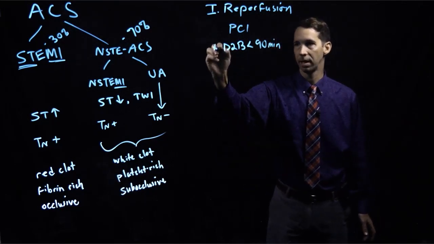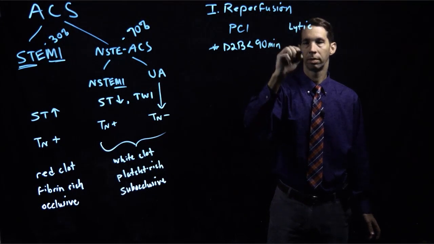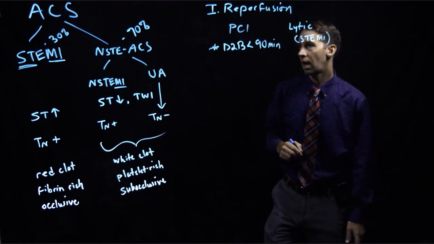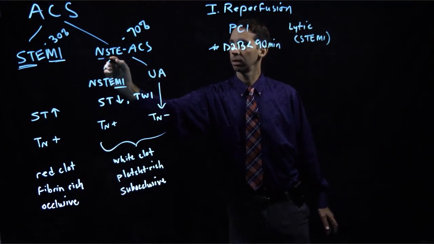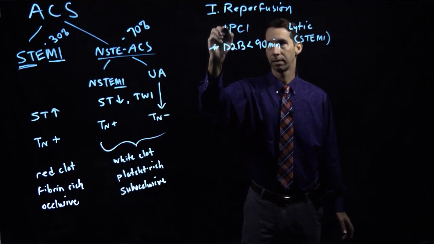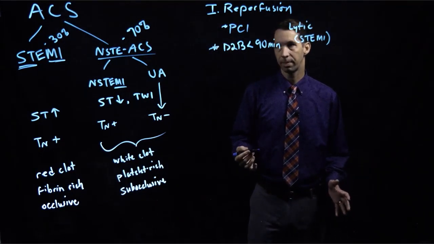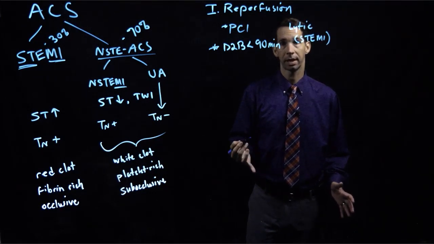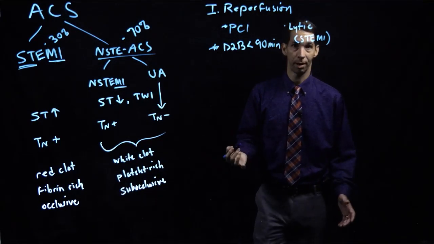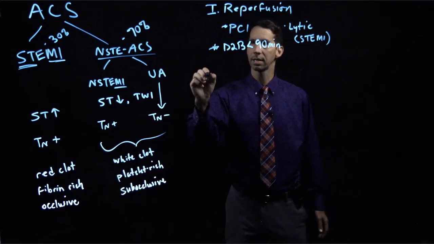So if this can't be met, then you're going to be looking at using a lytic, but for STEMI only. Now, even for the patients over here with NST-ACS, they still may benefit from PCI. But the urgency is going to be less than it is with a STEMI patient, and if you can't get them to the cath lab to do PCI, fibrinolytic is not going to be an option for an NST-ACS patient, only for STEMI. Okay, so that's kind of step one, right?